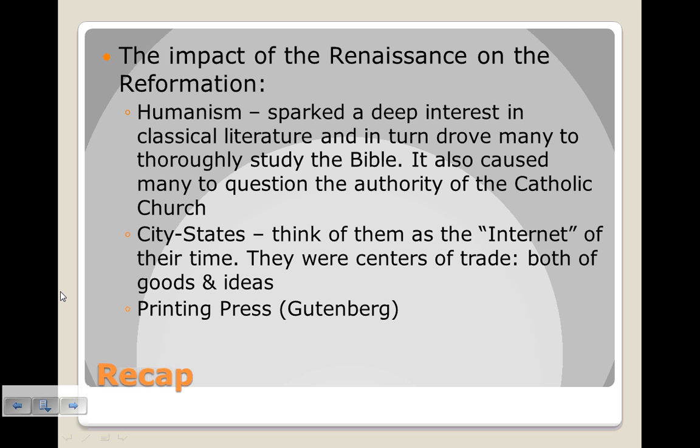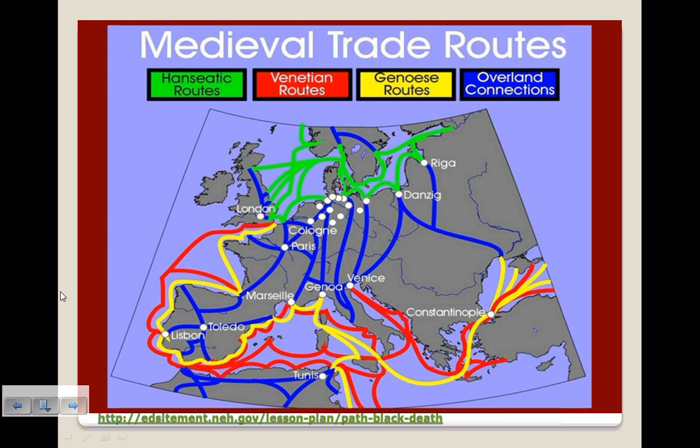Another key invention and factor that had a huge impact on the Reformation was the printing press. Now, you guys remember Gutenberg was one of our big figures. With the invention of the printing press, people didn't have to copy things down manually anymore. So this allowed for literature, pamphlets, and articles to get out to the populace in a faster manner.